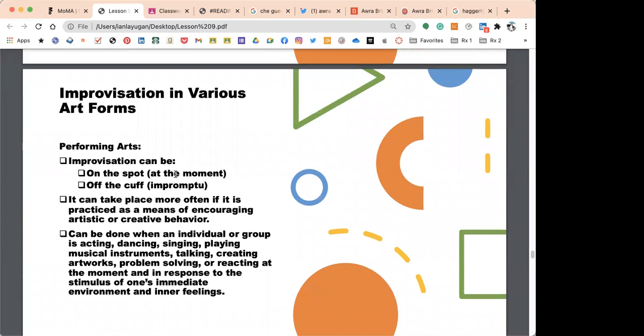More in the performing arts, improvisation can be on the spot or off the cuff. On the spot means you are already there. Off the cuff, you are not prepared for it. It can take place more often if it is practiced as a means of encouraging artistic or creative behavior. It can be done when an individual or group is acting, dancing, singing, playing musical instruments, talking, creating artworks, problem solving, or reacting at the moment, in response to the stimulus of one's immediate environment and inner feelings.